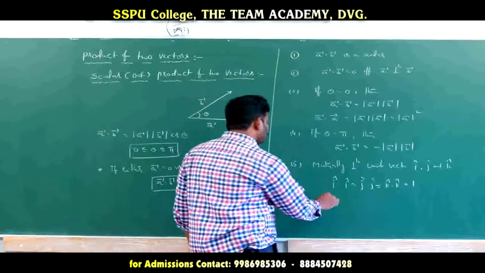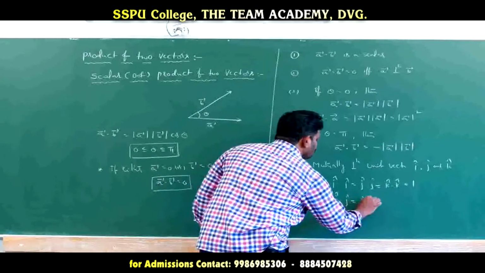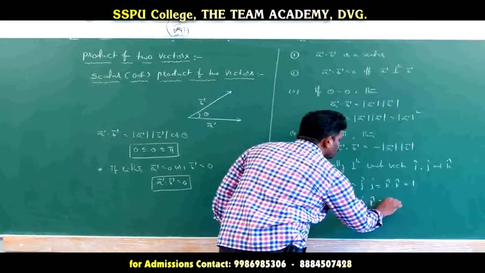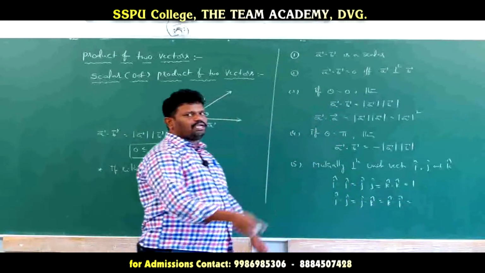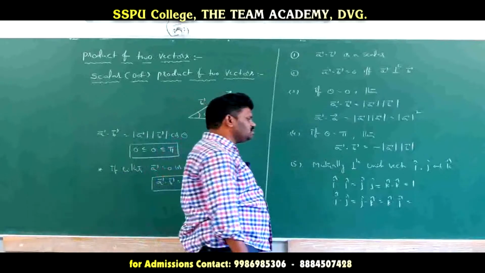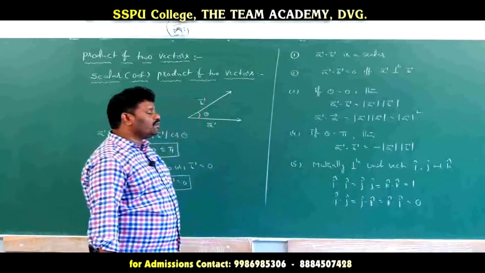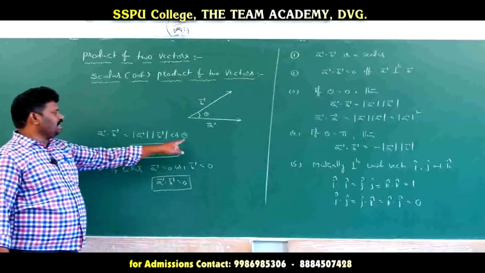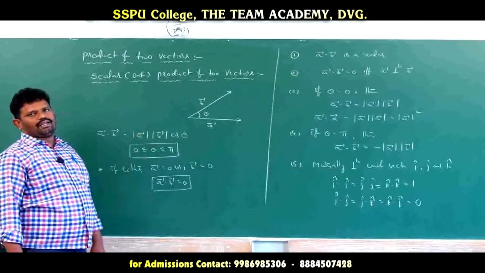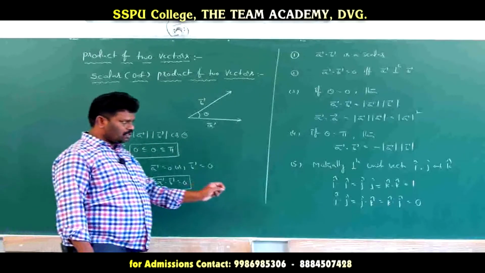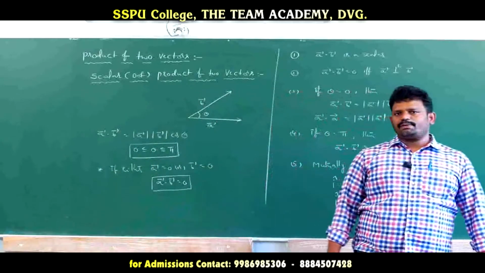And another point: if we take i dot j is equal to j dot k is equal to k dot i, interchanging in rotation i, j, k, then we get the value 0. Why? Because the angle in between is 90 degrees, and when we substitute it, the value becomes 0. That is the relation between the mutually perpendicular unit vectors i cap, j cap and k cap.